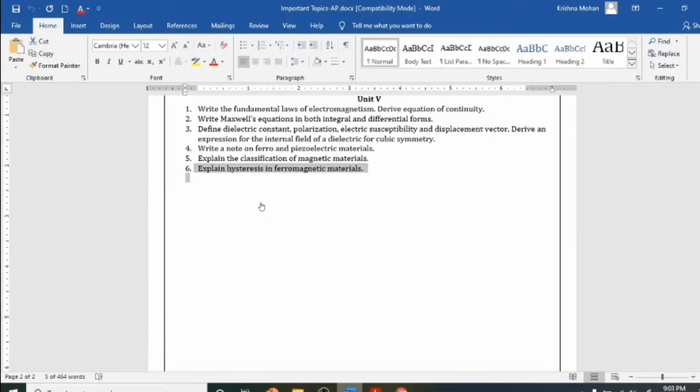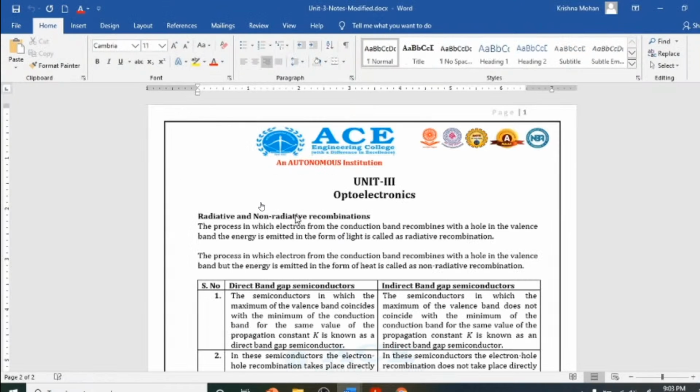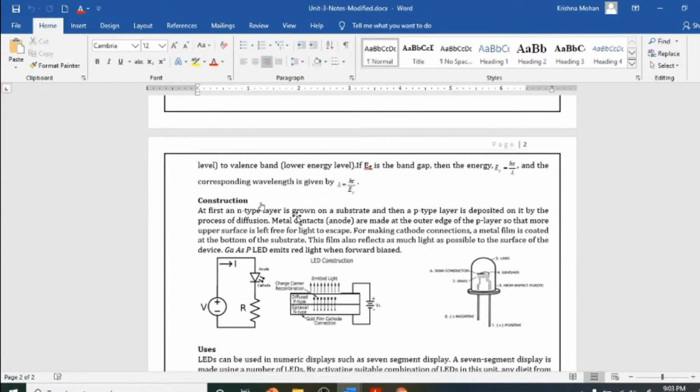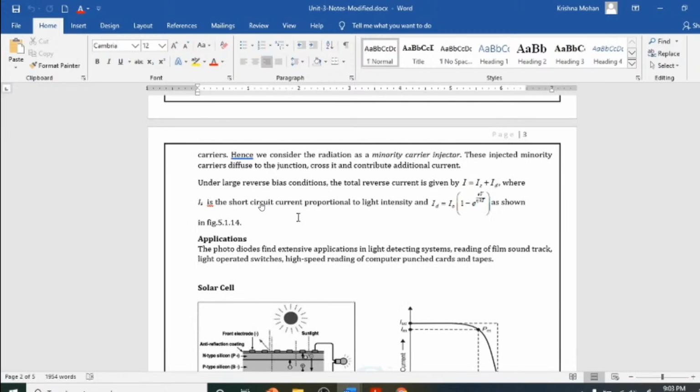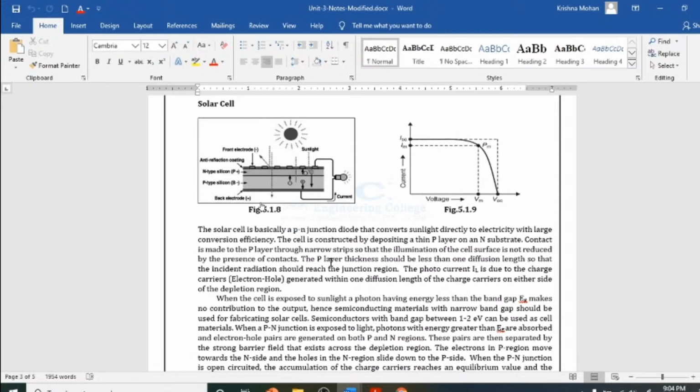I would show you this one from our notes section. Solar cell is nothing but a semiconducting material, in fact a PN junction, that converts sunlight to electricity with large conversion efficiency. Remember, the conversion efficiency will not be more than 30%, and even that is theoretical. To be precise, it would be 25% only. Anyway, you would be studying how the conversion takes place.